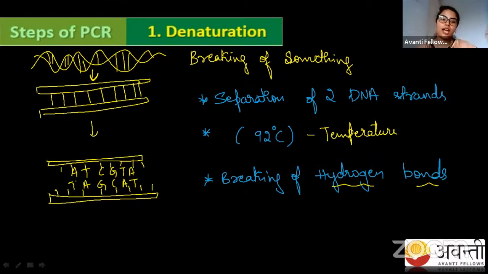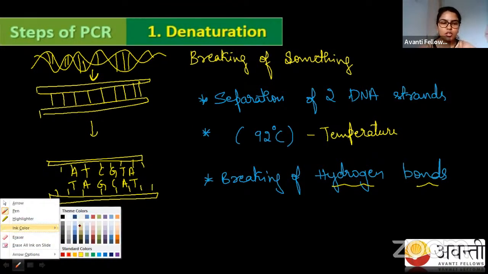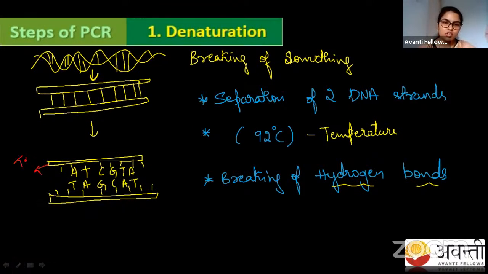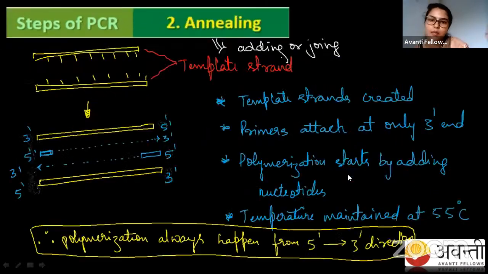तो इसको हम क्या करेंगे, बीच वाले हाइड्रोजन बॉन्ड्स को ब्रेक करके we will separate the two DNA strands. Now, these two DNA strands we call them as template strand. That is nothing but the parent strand. So while doing this process, we are maintaining the temperature at 92 degrees Celsius. ठीक है, हम लोगों ने टेम्परेचर कितने में मेंटेन किया, 92 degrees Celsius.